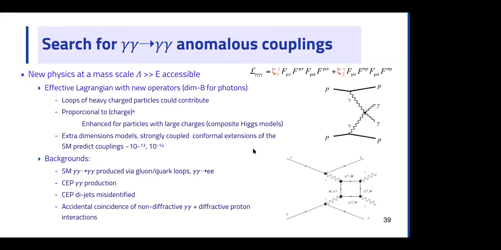There are plenty of backgrounds. First of all, we have the possibility of diffractive events in which we have an interaction where we exchange quarks, leptons, or W bosons. We could have central exclusive diphoton production, central exclusive dijets misidentified as photons, or even non-diffractive photon production in coincidence with proton interactions, or even dijet production in accidental coincidence with protons.